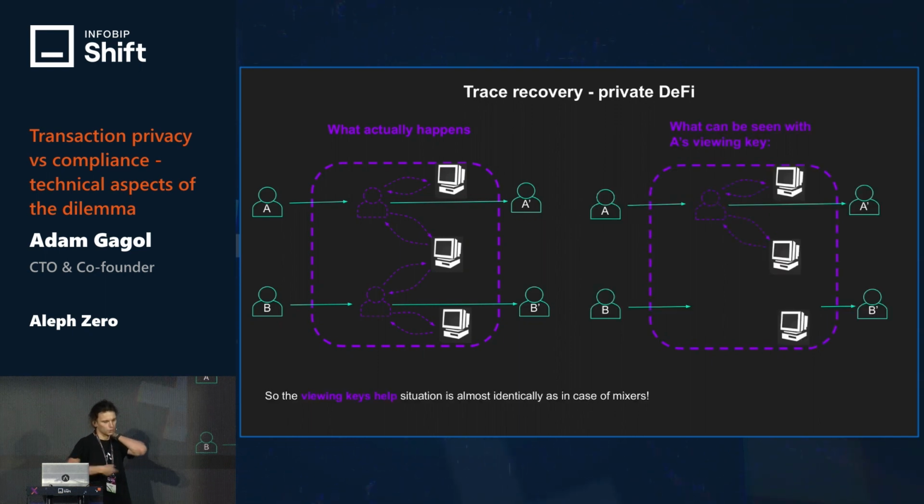So we could implement viewing keys, and let's say this is what actually happens: there are some users interacting with contracts, and with the viewing key of A, we could trace where the funds are coming from. So the funds could come from account A, and then come out at account A prime. That would provide a link between these funds. This is what would be needed to prove that they're not coming from an illicit source.